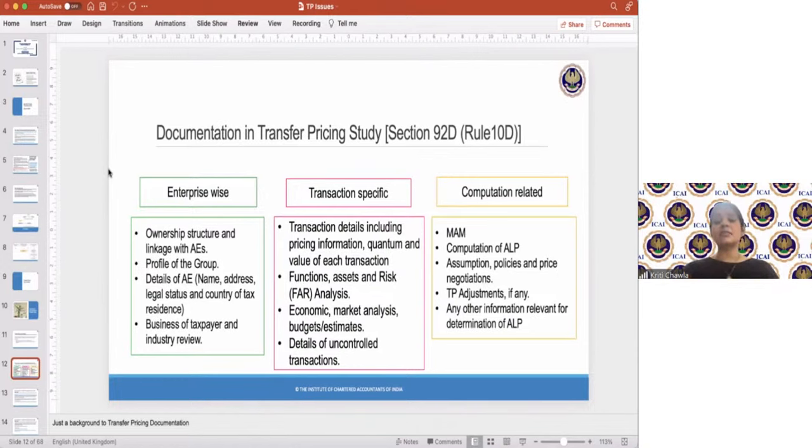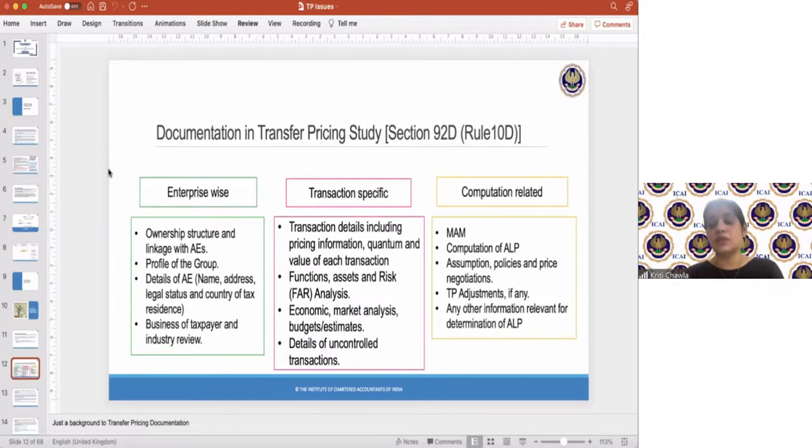Now, in the second segment, after you have identified that these are the associated entities to my client, the next thing you'll have to undertake is, are there any transactions with those associated enterprises? Then you'll have to list down those particular transactions, that with AE1, these are the transactions. And then you'll also have to explain those particular transactions. So if you say that I've provided IT services to AE1, then you'll have to say what kind of information technology services you have performed.